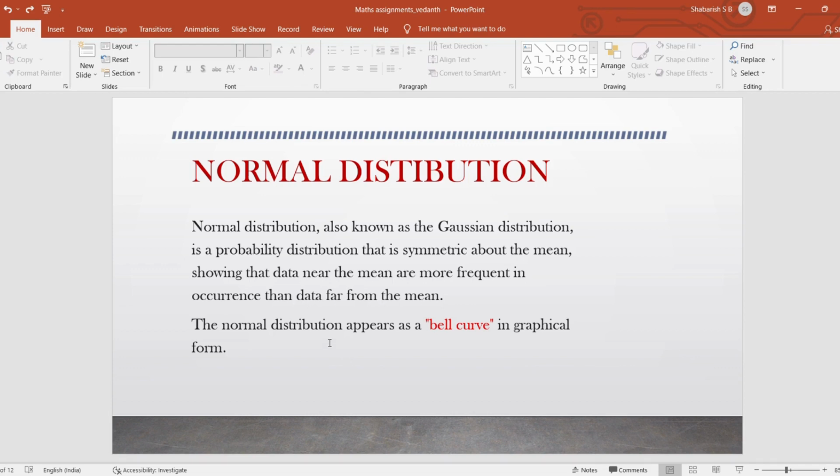Normal distribution is also called Gaussian distribution. It is a probability distribution that is symmetric about the mean, showing that data near the mean occur more frequently than data far from the mean.